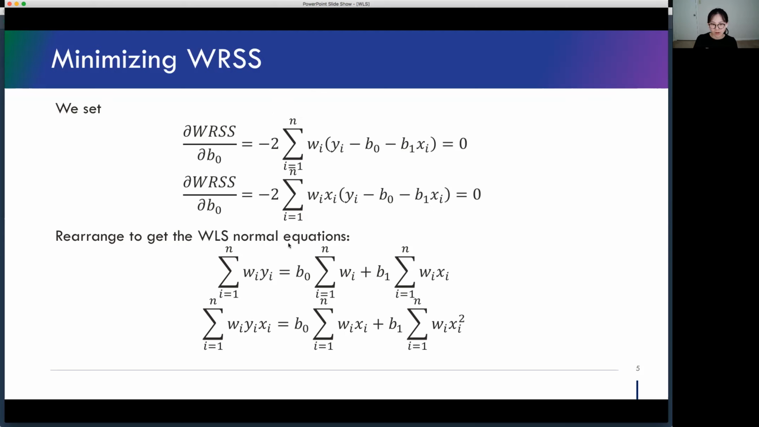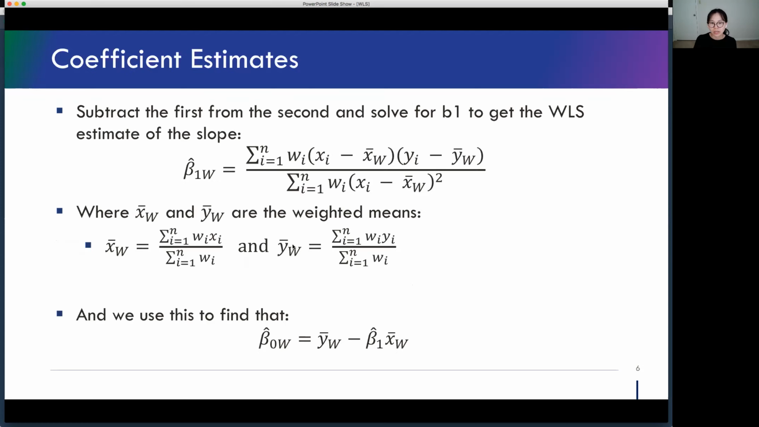Just to clarify, when I put this B0 and B1, that means they are the true parameters that we're trying to find. And once we solve those equations, we get our estimate. Now I use this beta 1 hat W, so that's for the weighted least square estimate. It looks like this if you solve the previous two equations, and now our x bar W and y bar W are the weighted means.